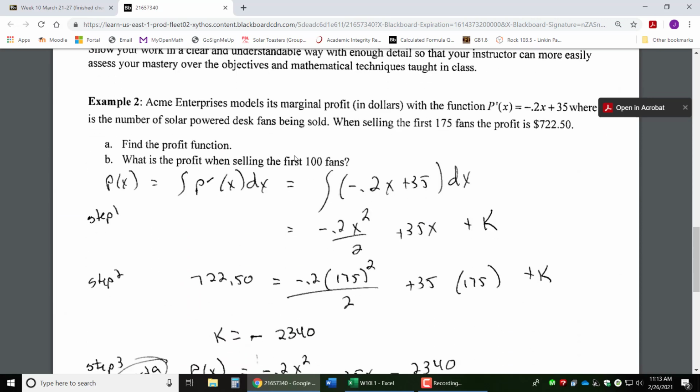Solar-powered desk fans. I don't know about you, but my office doesn't have a whole lot of light to power my desk fan. That's probably why they're pretty cheap. Anyways, so the steps aren't written here. A lot of times the only question you'll have is the part B question, and you really need to write all of these things out because, you know, you're not perfect. We all make mistakes, so write all this detail down.